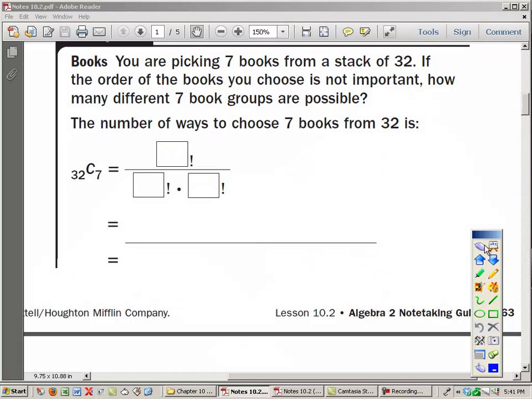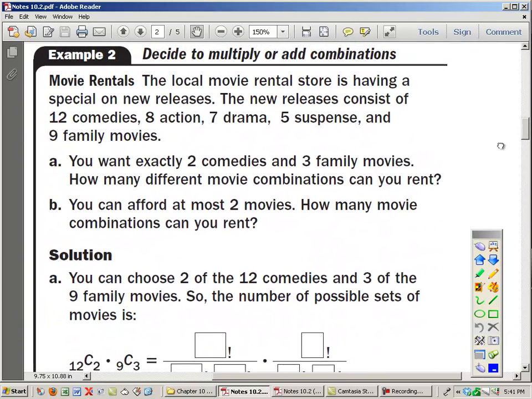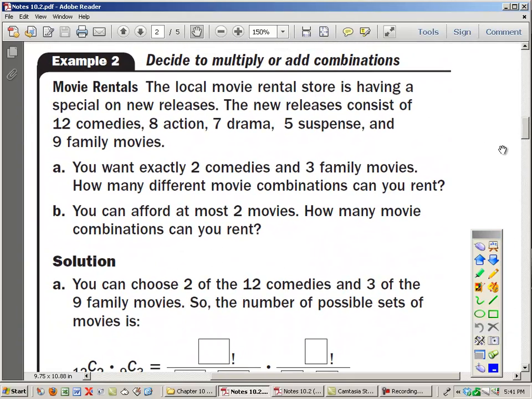All right, top of the next page, it says how do you know whether or not you're going to multiply or add combinations? And this is a little confusing. So the big thing is taking a look at whether or not we're talking about exactly or at most. So let's read through the scenario.